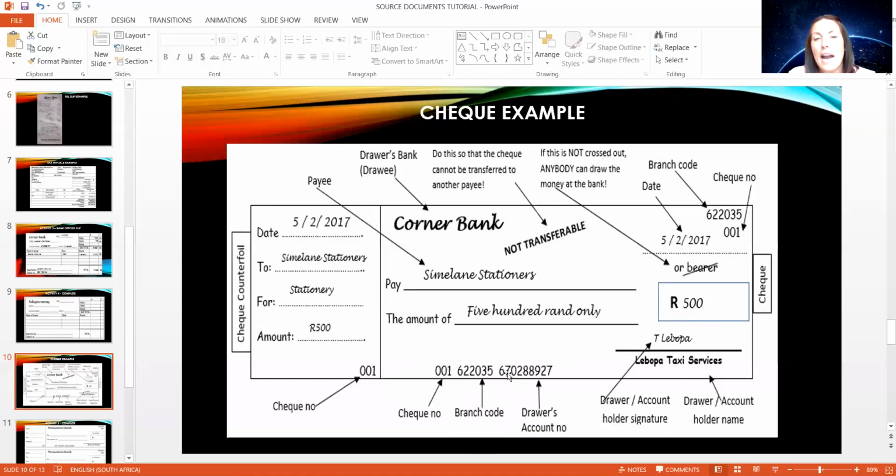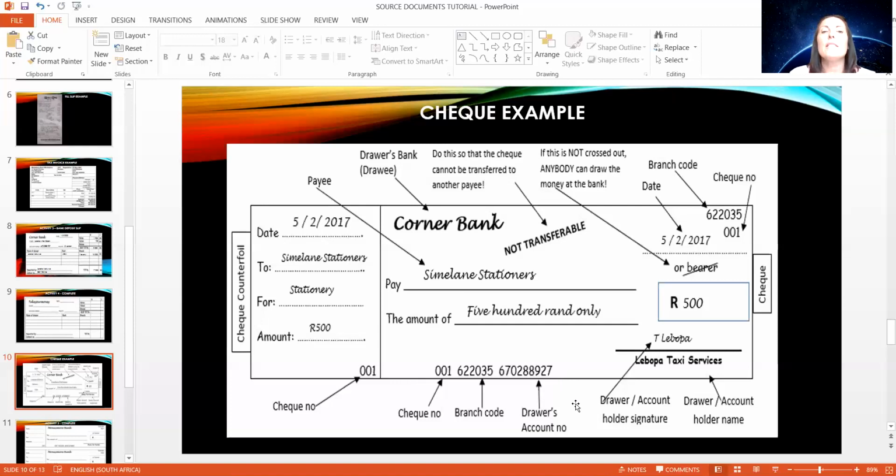Good. Then you also get the branch code. So if this is your business, let's say Lebopa Taxi Services, you have your account with Corner Bank, then this indicates with which branch of Corner Bank your account is held. And once again, you can see with these codes at the bottom, normally in the middle, we have the branch code repeated. Then the drawer or the account holder's account number must also be indicated on the check. Okay, so you can see there's quite a bit of codes visible on a check.